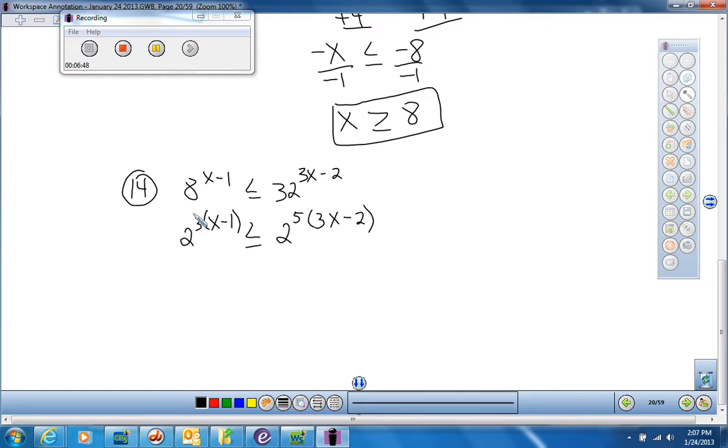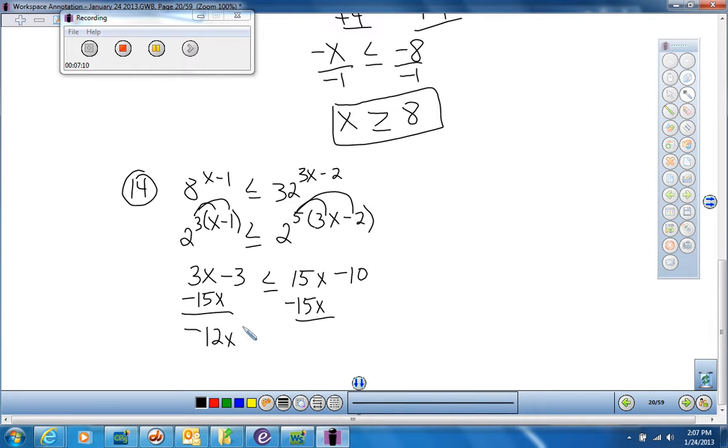So here I'm going to distribute the 3 through. So I get 3x minus 3 is less than or equal to 15x minus 10. Now let's go ahead and move the x over. So I end up with negative 12x, bring down the minus 3, is less than or equal to negative 10.